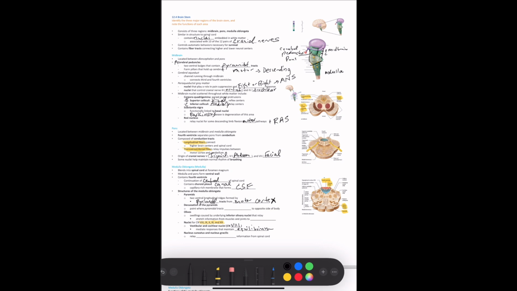The decussation of pyramids is the point where these pyramidal tracts are going to cross over. As we've discussed, the right side of the brain is going to control the limbs on the left side. So these olives relay stretch information from muscles and joints to the cerebellum for our fine motor control. And the nucleus cuneatus and gracilis relay ascending sensory information. This is a component of an ascending tract.